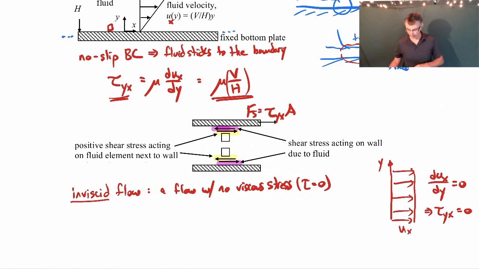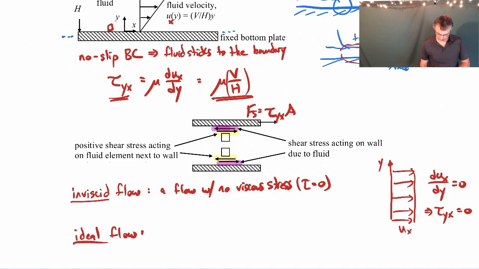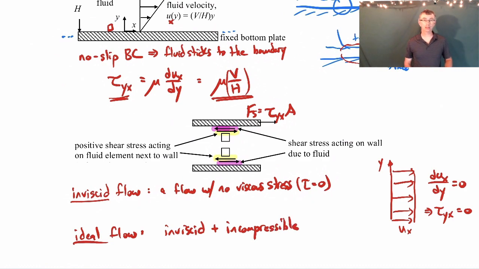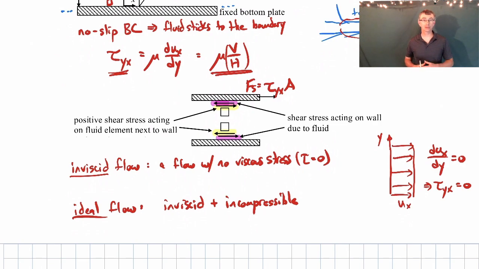Okay. Now another term that you'll sometimes hear is ideal flow. An ideal flow is one that's inviscid and incompressible. Inviscid we just talked about; it just means that there are no viscous stresses. Incompressible means that the density remains constant. So flows with liquids where the density doesn't change, or even gases at low speeds, can also be considered incompressible. So an ideal flow is an inviscid, incompressible flow.